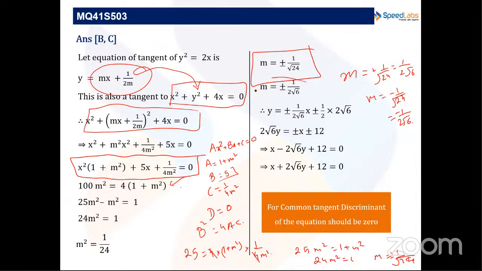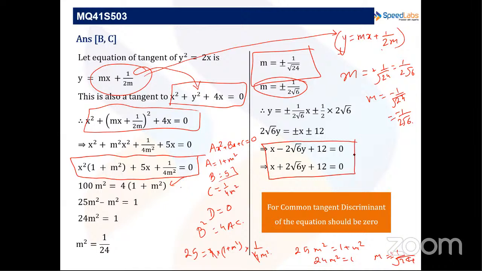So basically, substituting this value of m in the equation of tangent we had, y equals mx plus 1 upon 2m, from this, substituting two different values of m, we will get two different equations of tangent, and the answer is this. This is the equation of tangent 1, this is the equation of tangent 2.